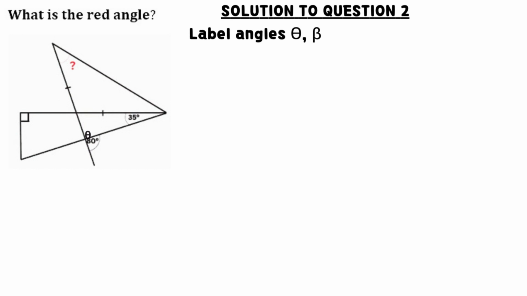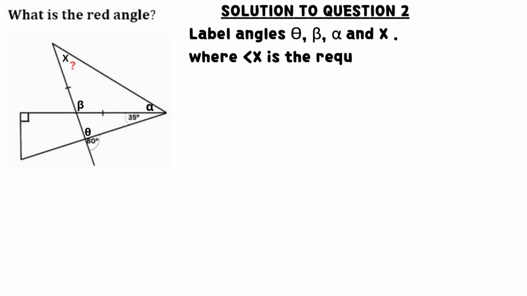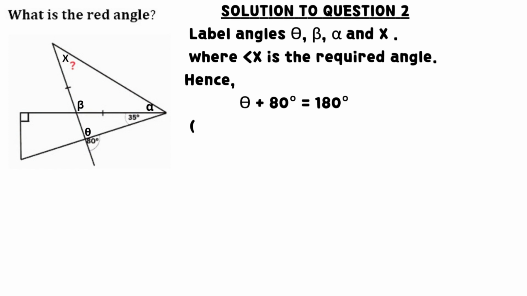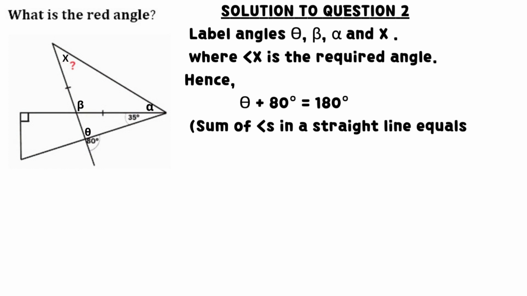Solution to question 2. Indicate by labeling angles theta, beta, alpha, and x, where angle x is the required angle. Hence, the sum of theta and 80 degrees equals 180 degrees. It is because the sum of angles in a straight line equals 180 degrees. This implies that theta equals 180 degrees minus 80 degrees, which equals 100 degrees.